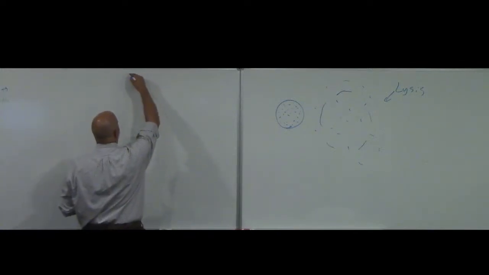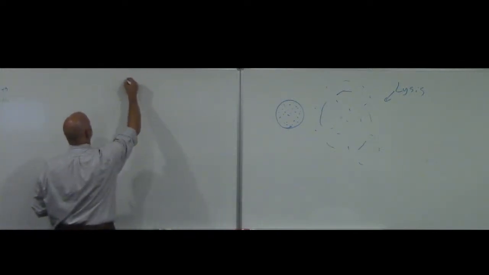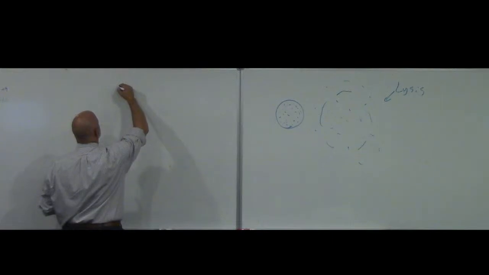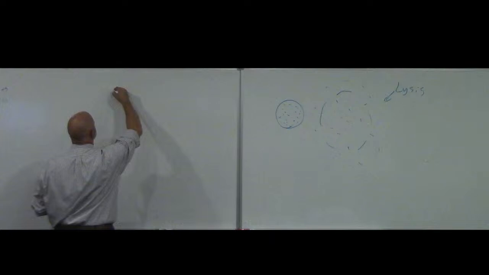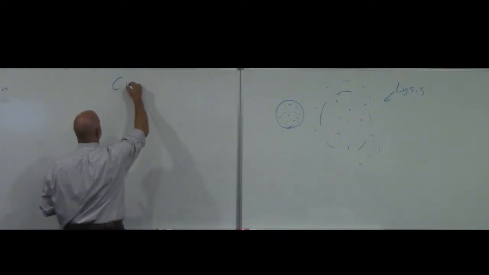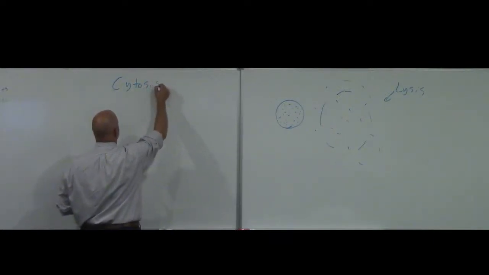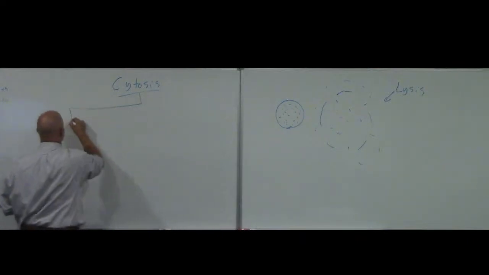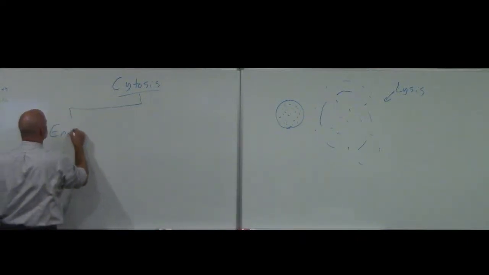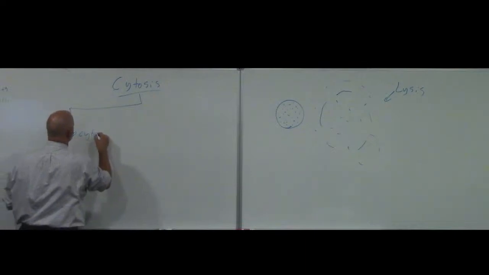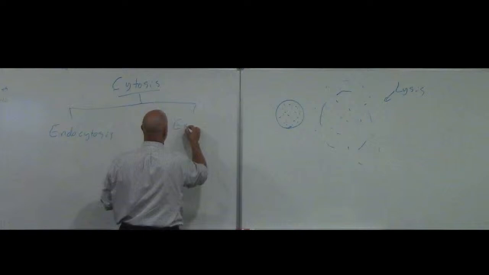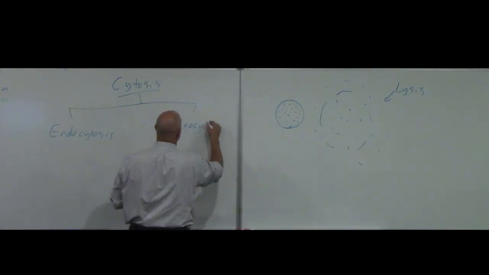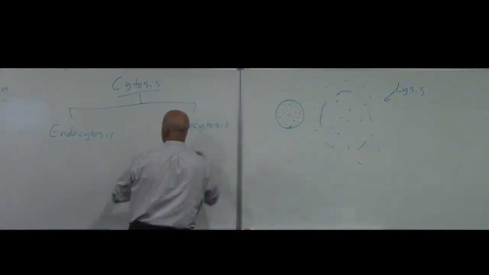But there are, how am I going to title this? I'm just going to say cytosis, okay? There are two types. There's endocytosis, and what's the other one? Exocytosis. Which one moves stuff in? Endocytosis. Endo. Which one moves it out? Exocytosis. Good. Okay, so I have endocytosis and I have exocytosis.